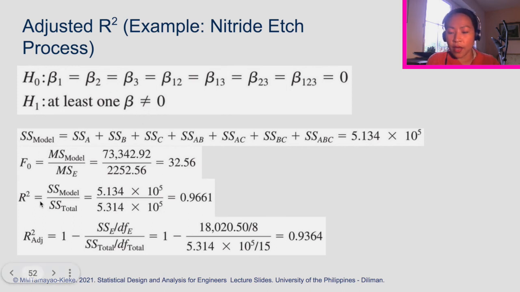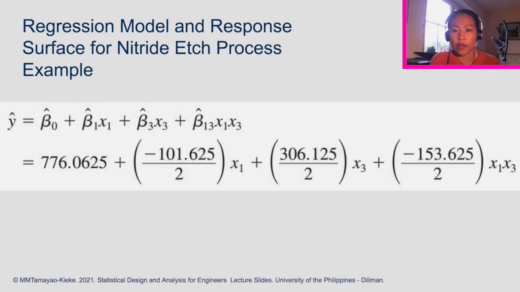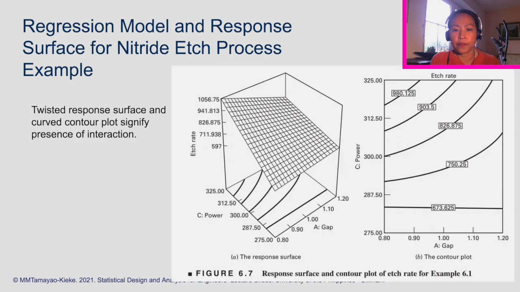Now, R squared can be computed by getting the SS model divided by SS total, and that would be 0.9661. R squared equal to 0.9661 indicates that about 96.61% of the variability in etch rate is explained by the model, and the model containing the three terms here.